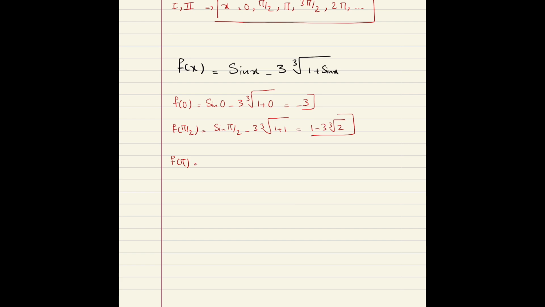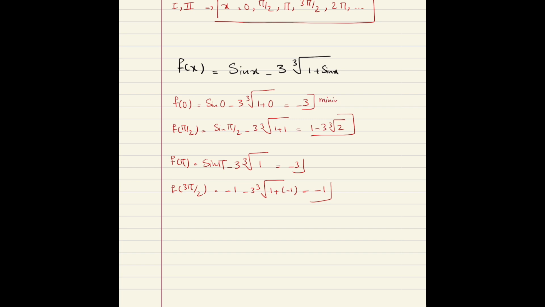Then f of pi is equal to sine pi minus 3 times the cube root of 1 plus 0, or 1. And the answer is negative 3. And for f of 3 pi over 2, we are going to have sine of 3 pi over 2, which is negative 1, minus 3 times the cube root of 1 plus negative 1, or just negative 1.